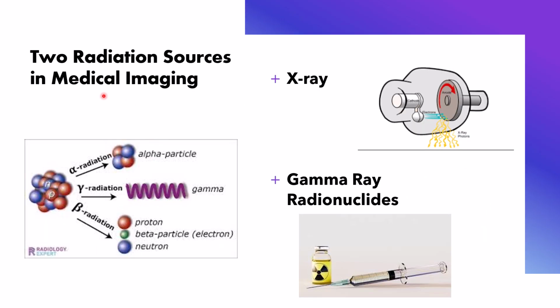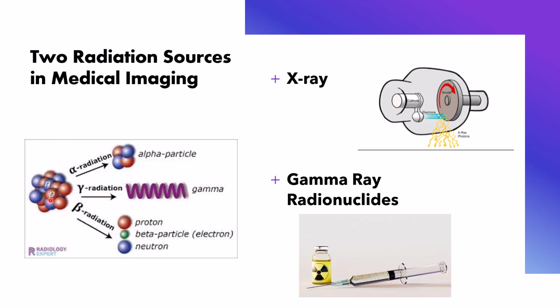There are two sources of radiation for medical imaging. There are X-rays, which we use, that are produced from an X-ray tube. There are also gamma rays that are emitted from the nucleus of a radioactive atom. So this is the nucleus breaking down, putting out different radiations: alpha, gamma, and beta radiation. The gamma radiation is what we use to make our images in nuclear medicine.